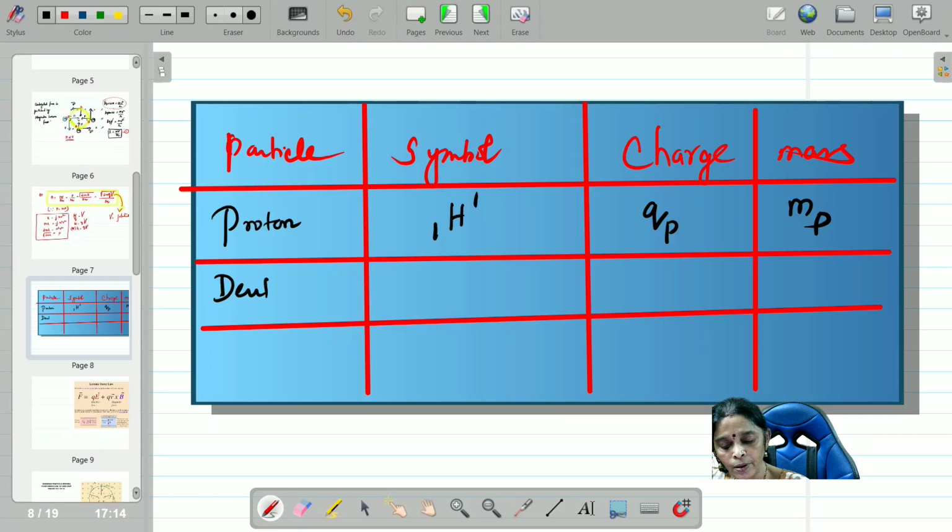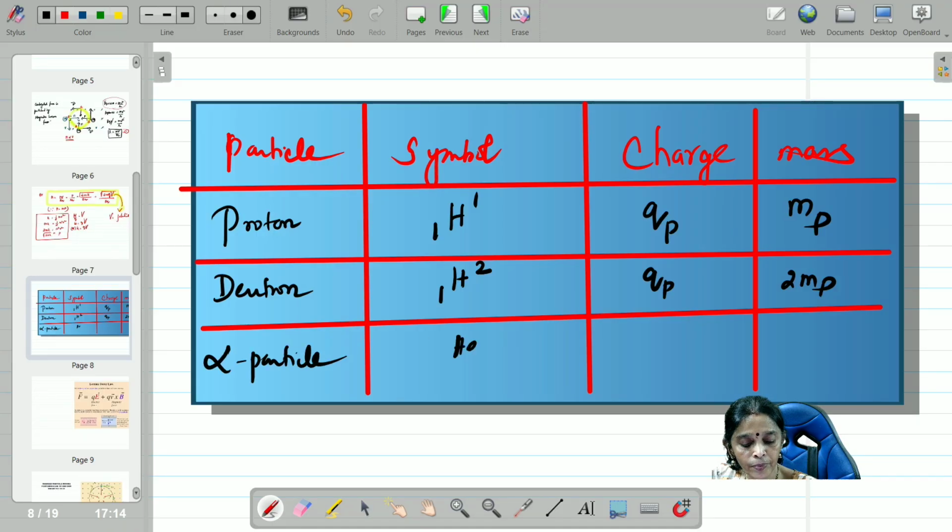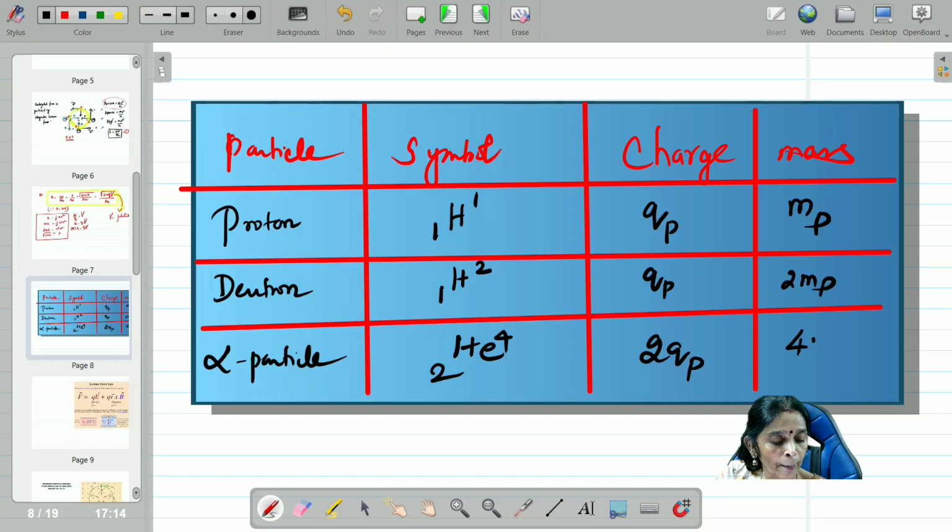Deuteron. Deuteron is nothing but protium, deuterium. Deuterium is an isotope of proton. So the mass number is going to be double that of the proton. Therefore, QP, 2MP. Similarly, alpha particle is nothing but helium. Charge is 2QP, whereas mass is 4MP.